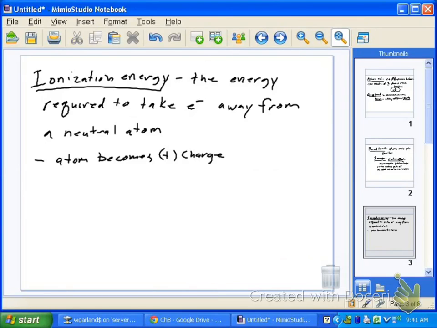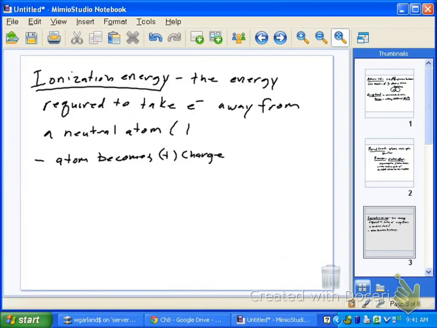Anybody know? Cation. Right. And she did ionic radii, so they went through cation and anion, right? Yep. So we'll get to that a little bit later when we do that tomorrow. So the atom becomes positively charged.